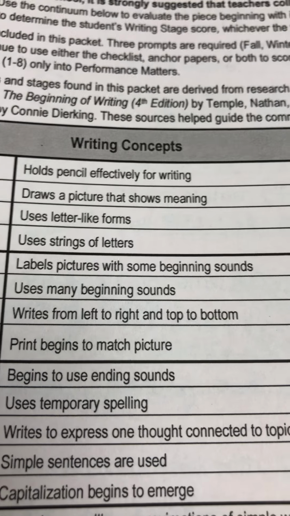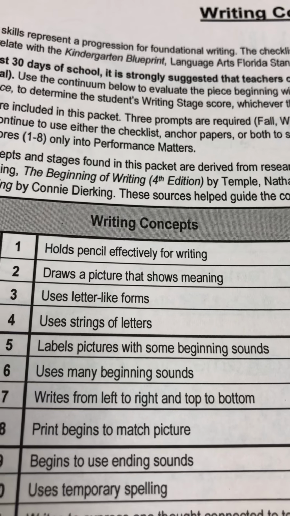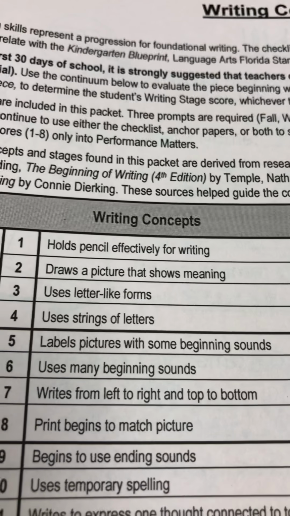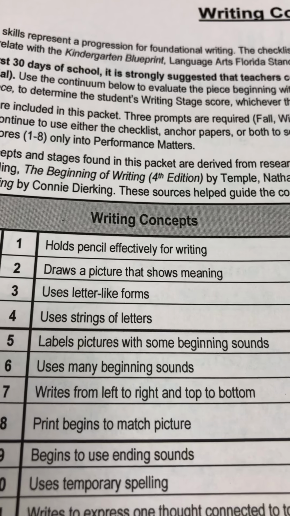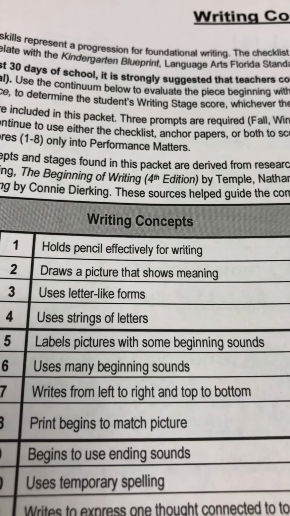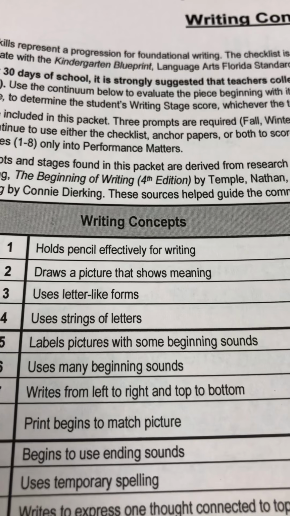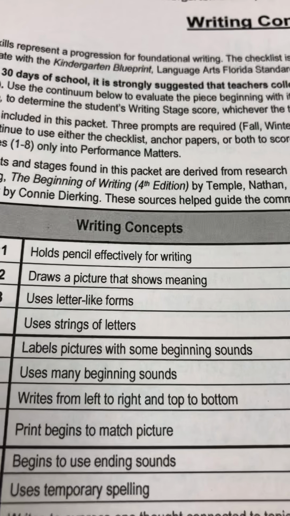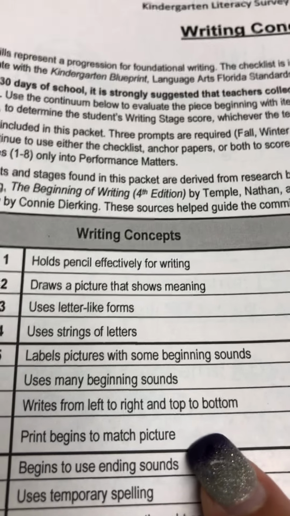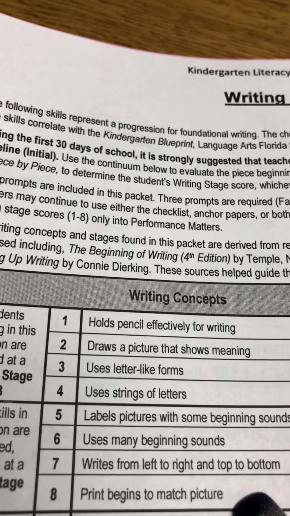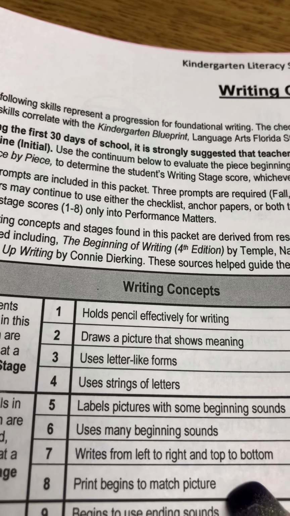And then print begins to match picture, meaning, again, if I drew a picture of a cat, it needs to somewhere in there be I-L-C for I like cat. If we wrote I-L-S for I like snake, then our print of writing isn't necessarily matching the picture. So that's where they need to be at right now in the year. So just beginning to understand how to write and how it comes together.